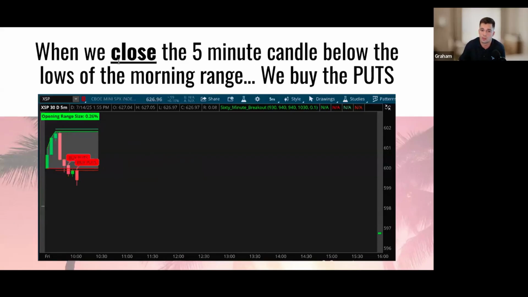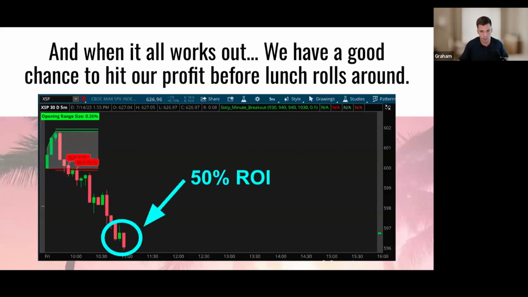When the 5-minute candle closes below the lows of the morning range, that means we have a continuation lower and we buy puts. And when it all works out, we have a good chance to hit our profit before lunch rolls around. Again, 50% ROI like we do each and every day.